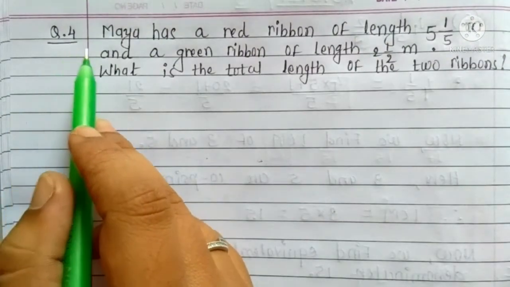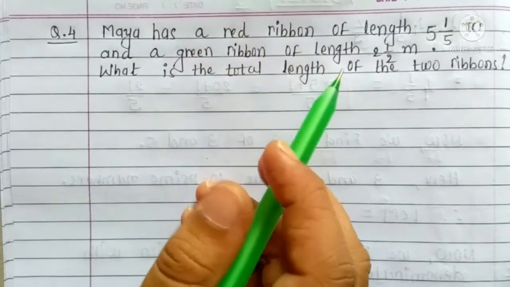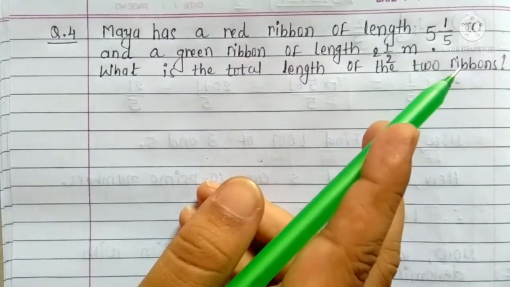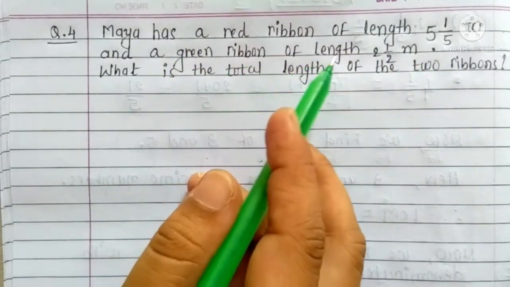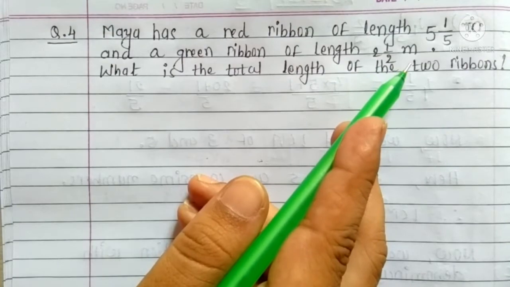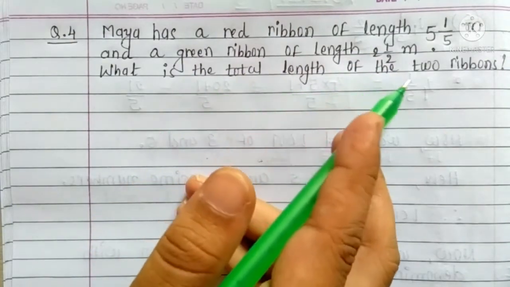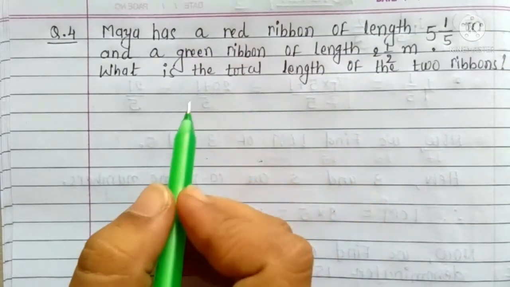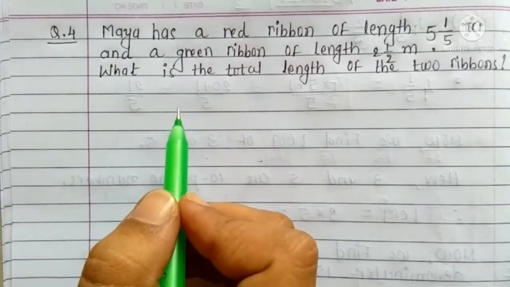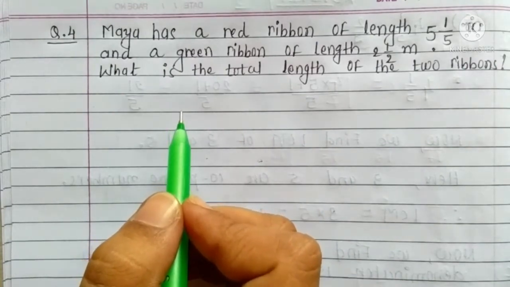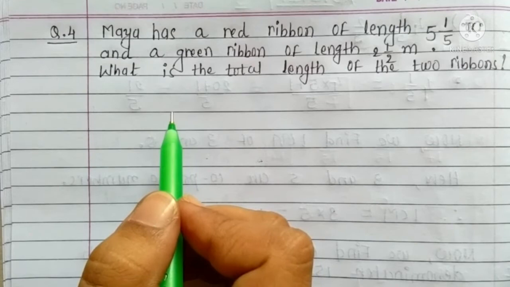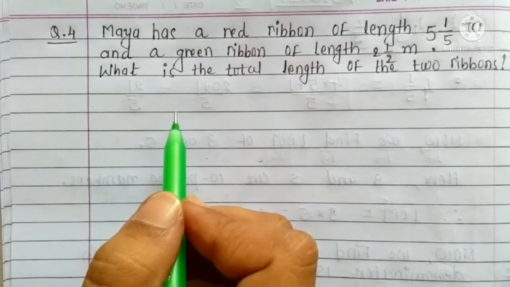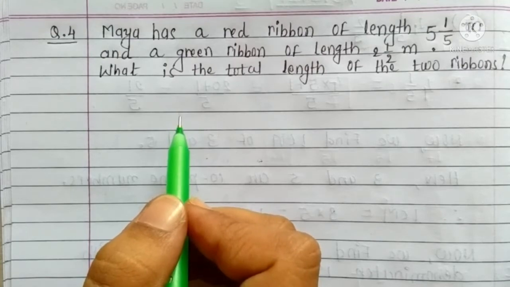Next, question number 4. Maya has a red ribbon of length 5 complete 1 upon 5 meter and a green ribbon of length 2 complete 1 upon 2 meter. What is the total length of the two ribbons? That means Maya ke paas 5 complete 1 upon 5 meter ki red ribbon hai and 2 complete 1 upon 2 meter ki green ribbon hai. So total length kya hua ribbon ka, wo hume yahan pe find karna hai.